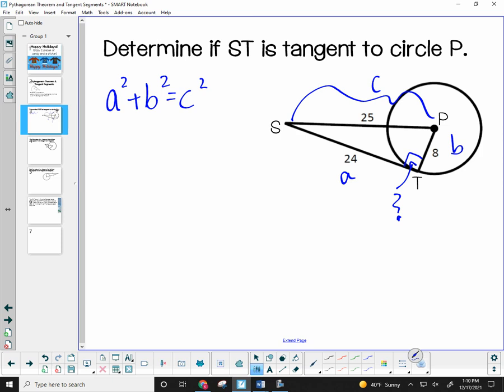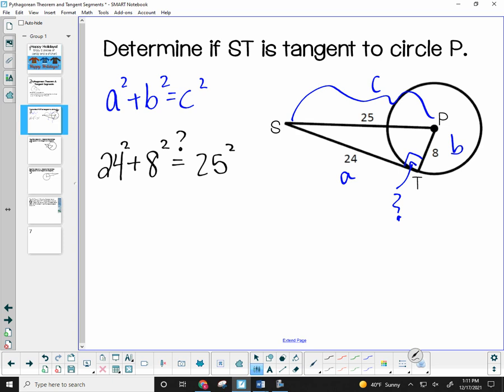All right, so let's plug in and figure out what we know here. If it is truly a right triangle, if we truly do have a right angle, then the Pythagorean theorem will hold, meaning this will give us a true statement. So let's plug in A, B, and C. If A is 24, I have 24 squared plus B is 8, so 8 squared. I want to know, does that equal C, which is 25 squared?